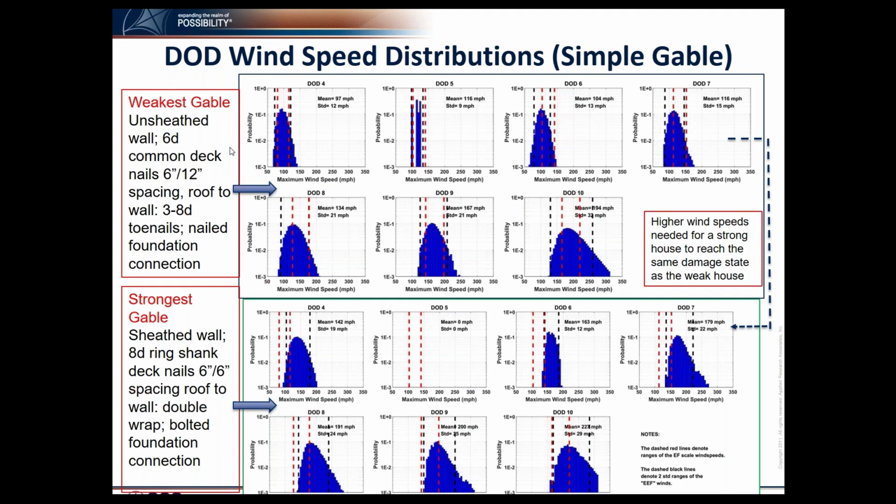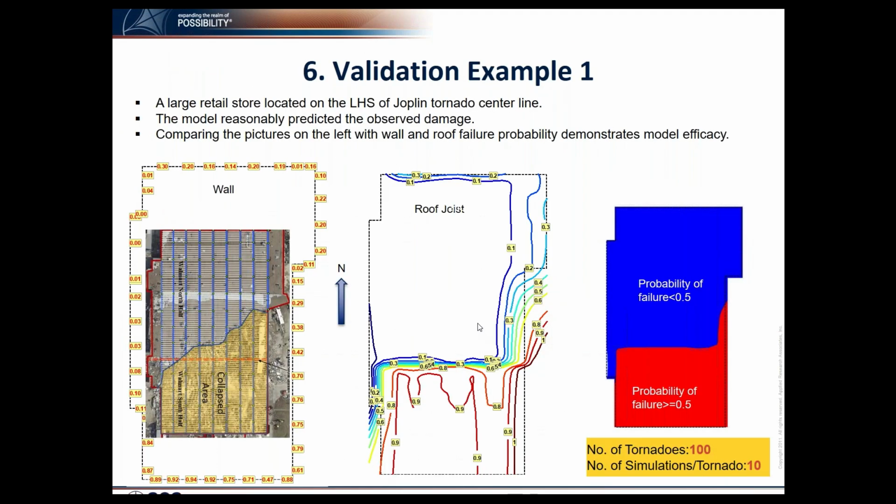You can see that because of the strength differences, the mean wind speed increases significantly. For example, for DOD6, in the weak case the mean wind speed is 110 mph, whereas for the strong case it's 163 mph. Now I'm going to present quickly some of the validation examples.